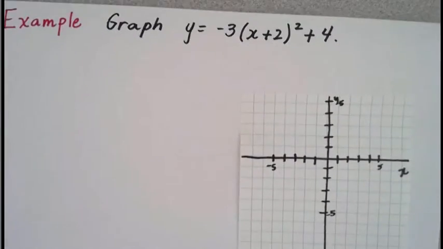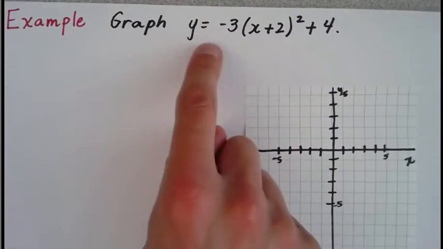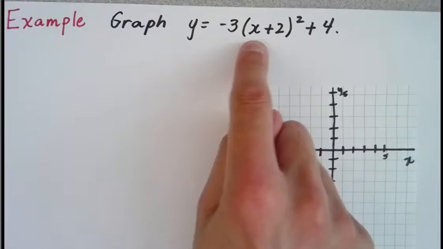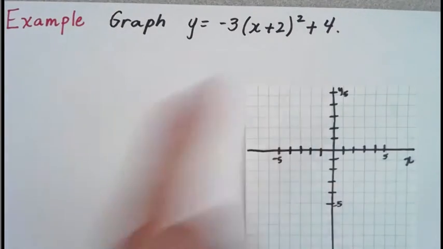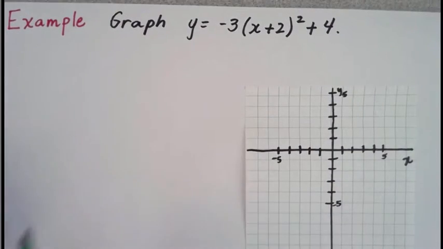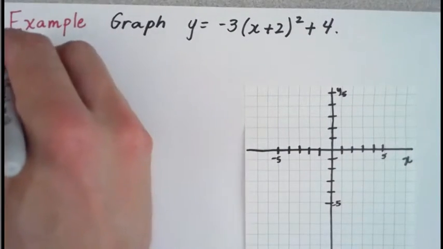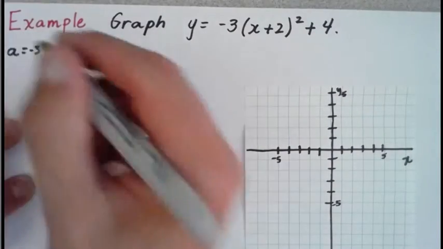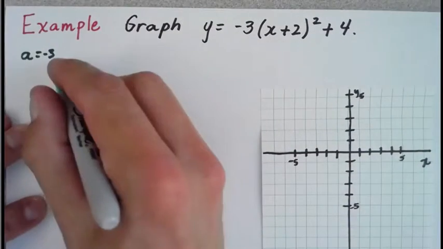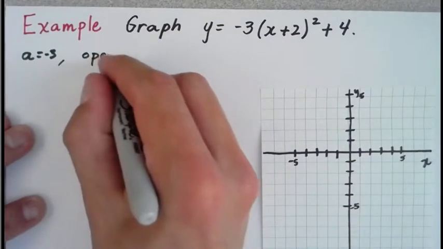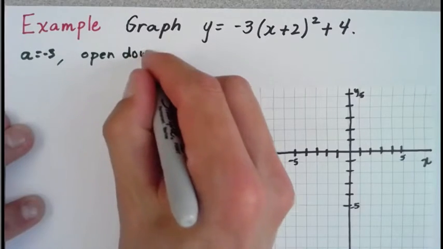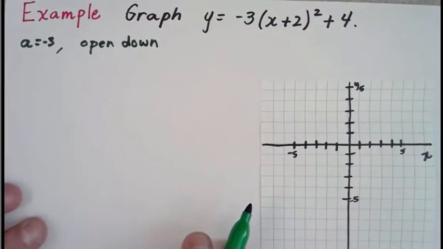So our first example here is, let's graph y equals negative 3 times x plus 2 squared plus 4. The first thing we want to do is identify and look at a. So a is negative 3, so this parabola is going to open down. Okay? So we know that the parabola is going to open down.